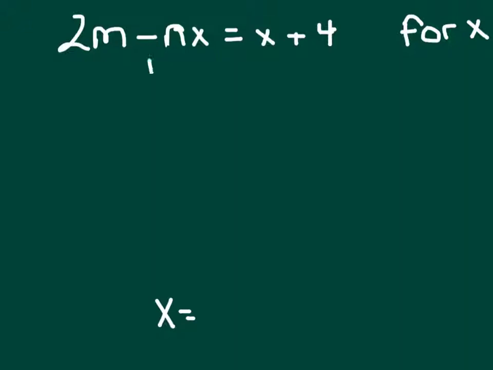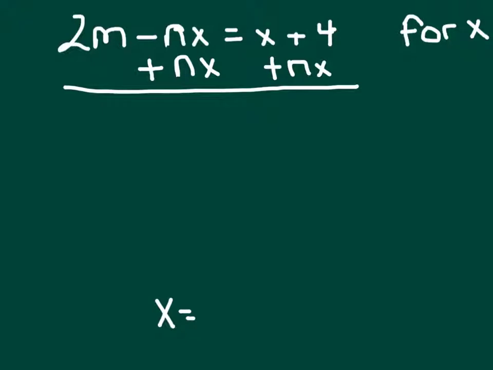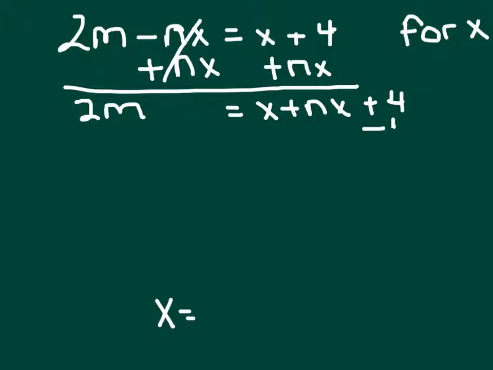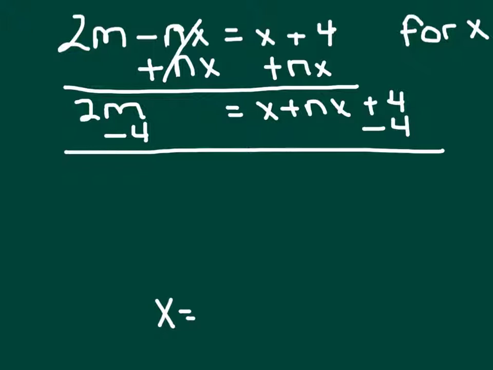So let's do this. We'll do plus nx on this side and plus nx on this side. That leaves us with 2m. These eliminate each other. Equals x plus nx plus 4. And we want the x's to be by themselves, so that means we've got to get rid of that 4. So we'll do minus 4 on both sides. And that gives us 2m minus 4 equals x plus nx.